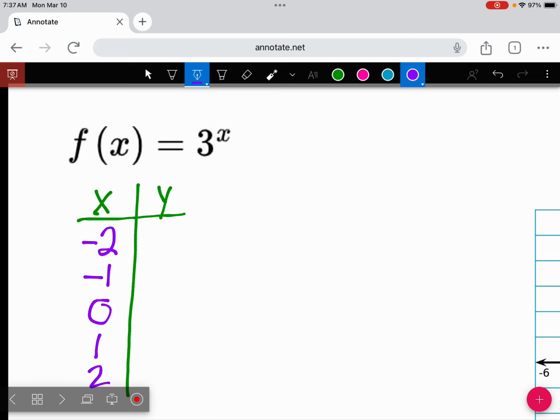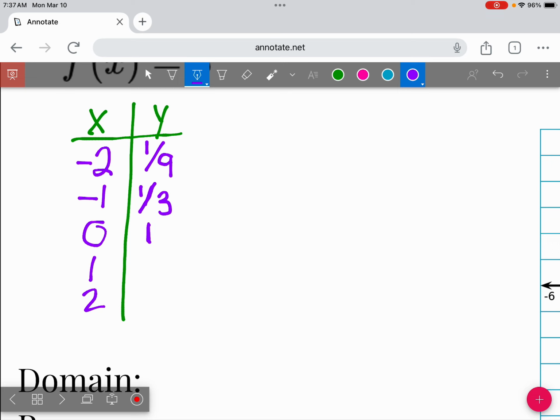Because what is 3 to the power of minus 2? 1/9. It's 1 over 3 squared, or 1 over 9. 3 to the power of minus 1 is 1 over 3 to the first, or 1 over 3. 3 to the power of 0, anything raised to a power of 0 is 1. 3 to the first is 3, and 3 squared is 9.